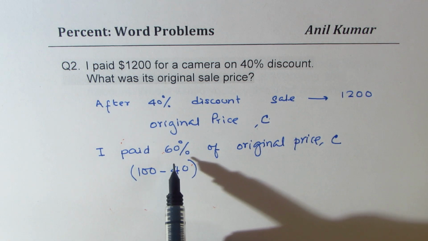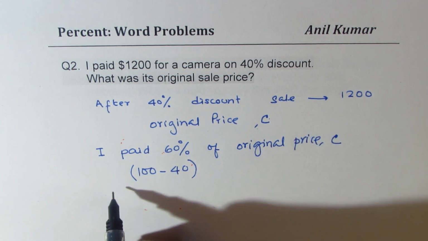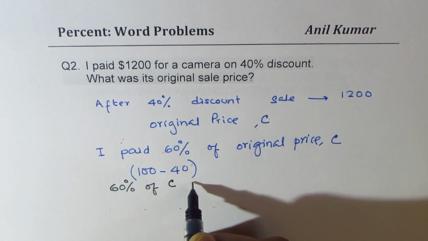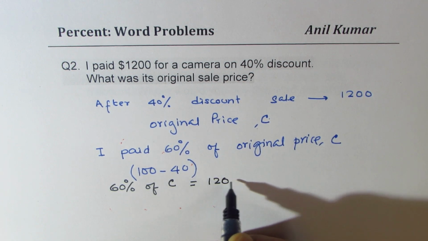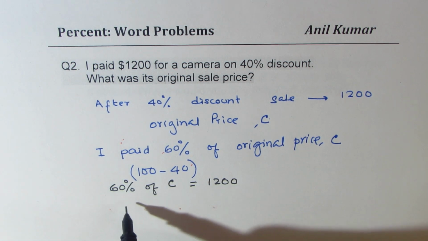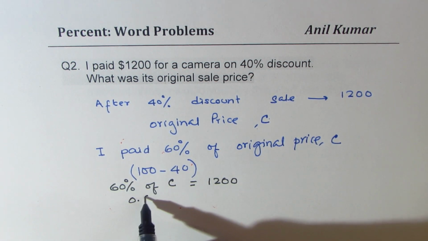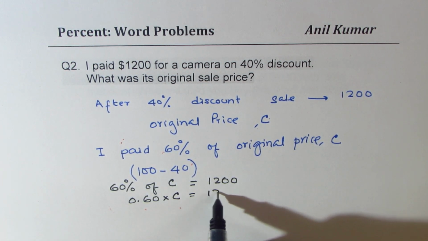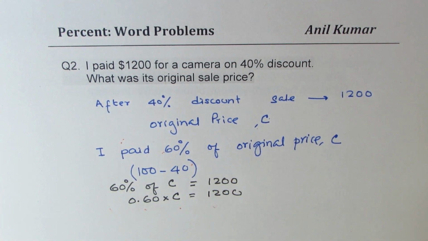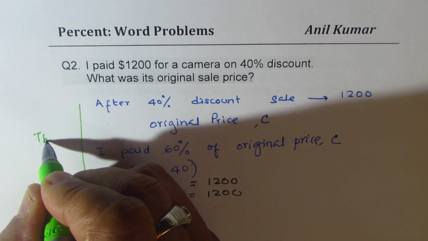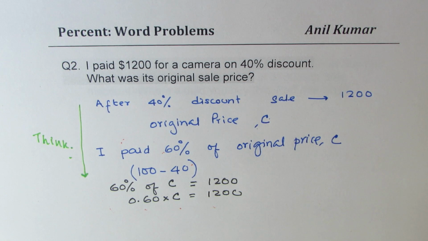So basically, we know that 60% of C is 1200. So that means that 60% of the cost actual is equal to 1200. So I hope you have got the logic. This is what I'm trying to show you. So 60% in decimals could be written as 0.60. 60 divided by 100. Of means times C is 1200. So this is the part of thinking. So all this which I've shown here is how you should think. And then get to the solution, correct? So from here we can see what C is.